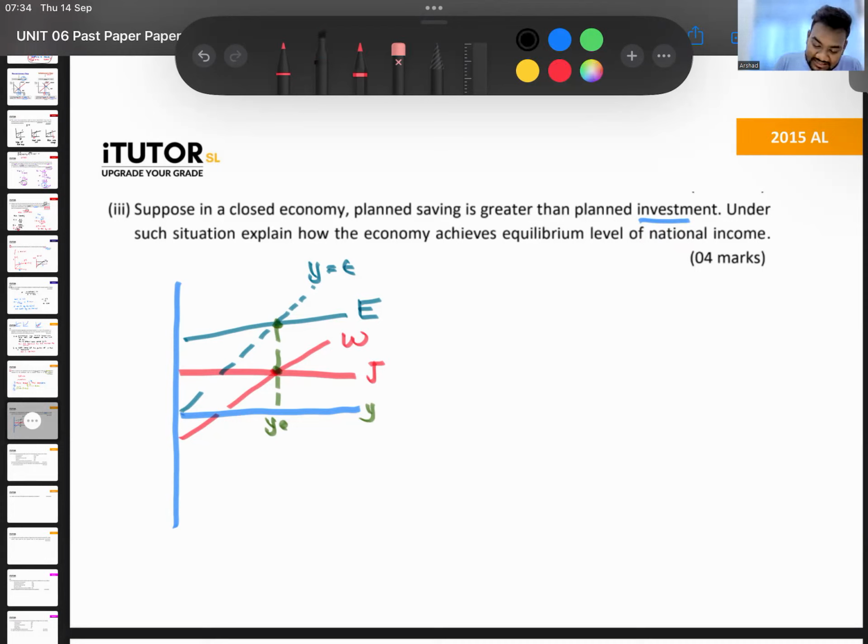Here they are saying when savings is greater than investment. What is savings? Savings is a withdrawal, right? It's greater than your injections. So which side of the diagram are we on, guys? On the left side of equilibrium or on the right side of equilibrium? Think and tell me. Where savings are greater, in other words, where withdrawals are greater than injections. Left or right? We are on the right side, right?